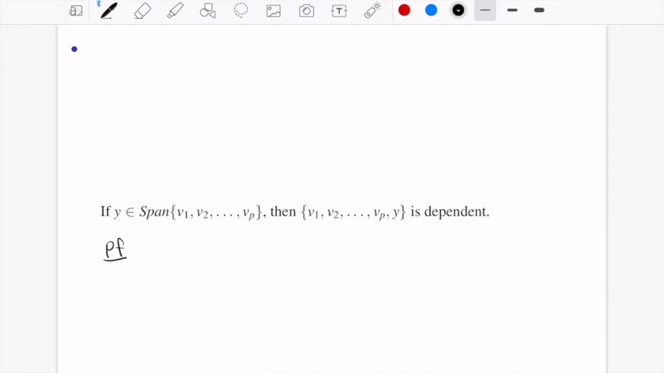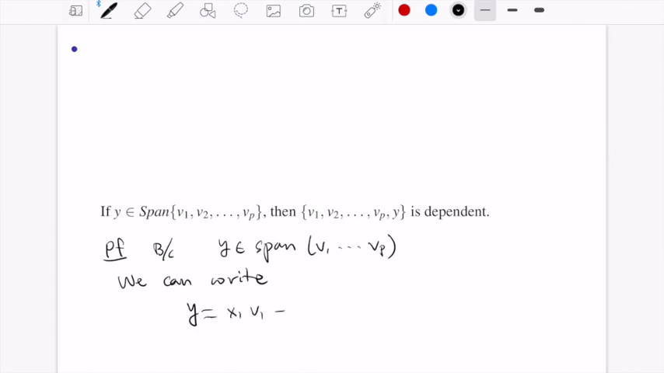So what do you mean by Y is a linear combination of these P vectors? That means, because Y is in the span of V1, Vp, we can write Y can be reached by x1 V1 through xp Vp for some non-zero step size.